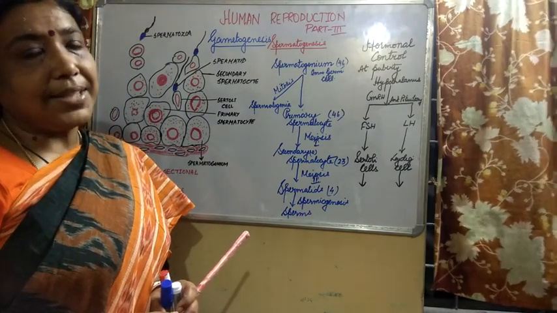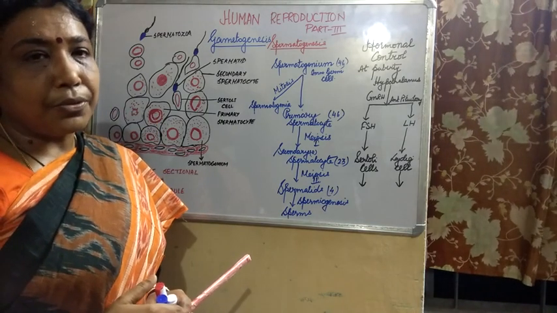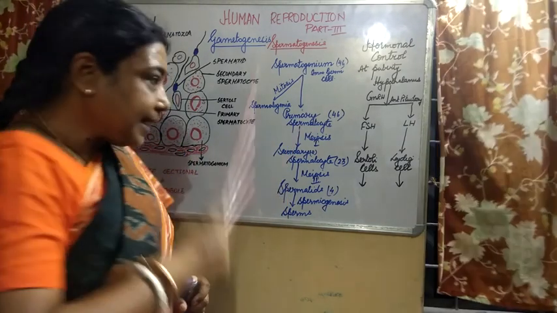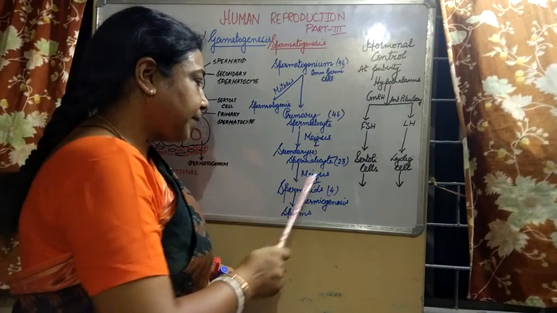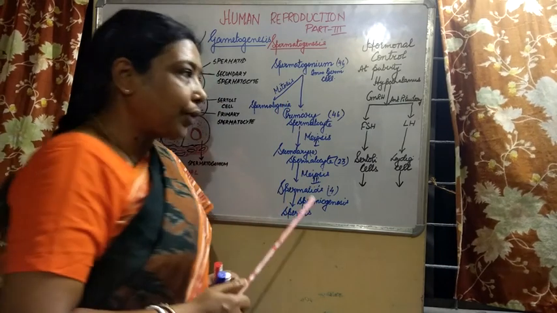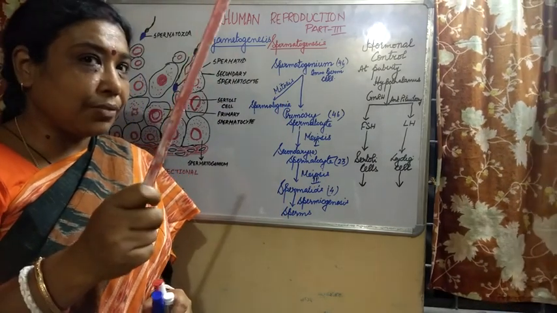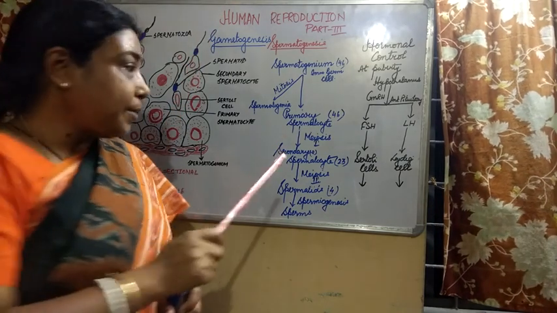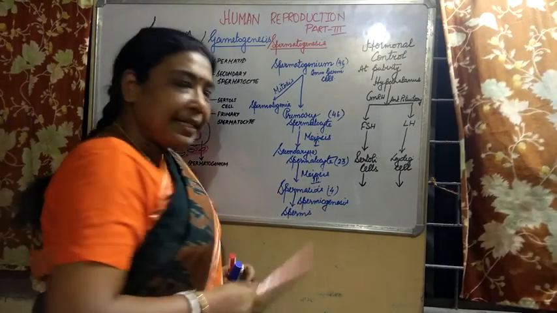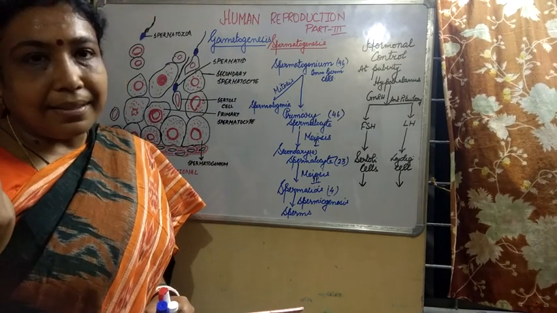And this secondary spermatocyte will have half the number of chromosomes as that of the primary spermatocyte. Now this secondary spermatocyte will undergo meiosis 2. The first part, meiosis 1, has already been done. Now it will undergo meiosis 2, and ultimately there will be formation of spermatids and then the sperm.